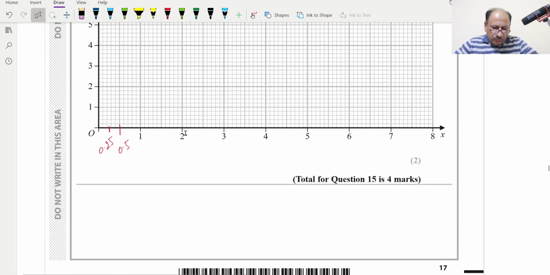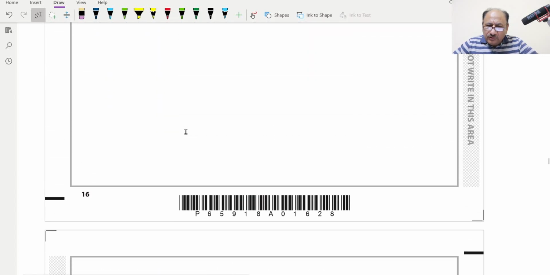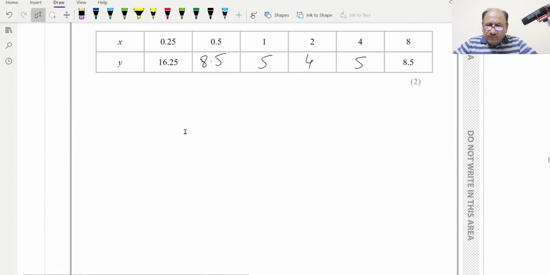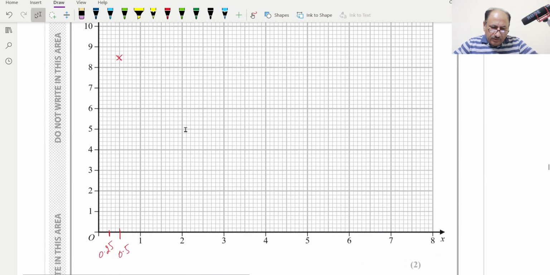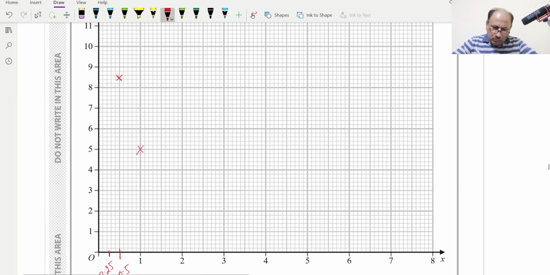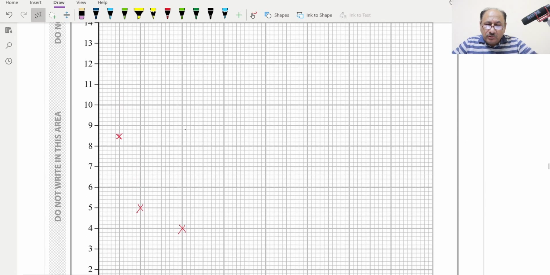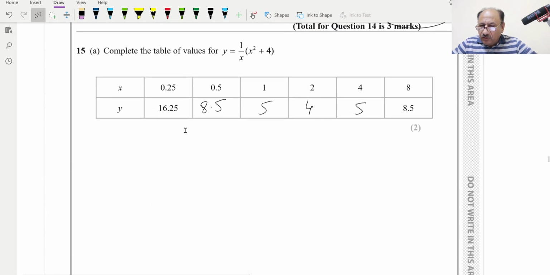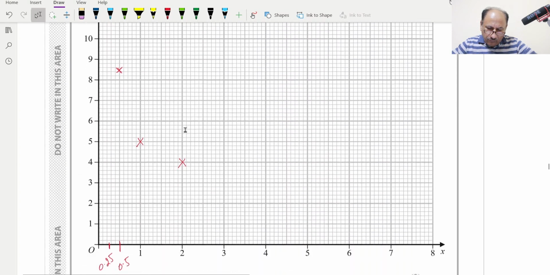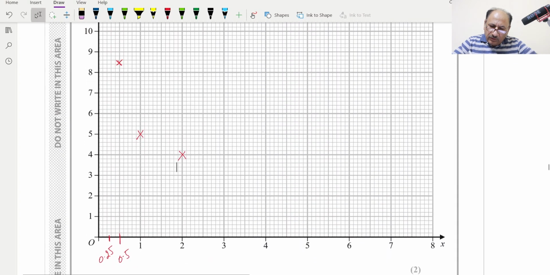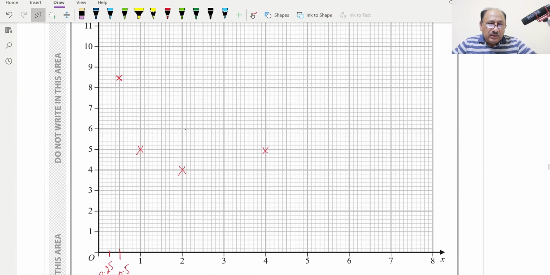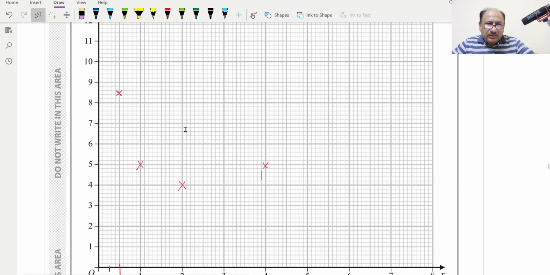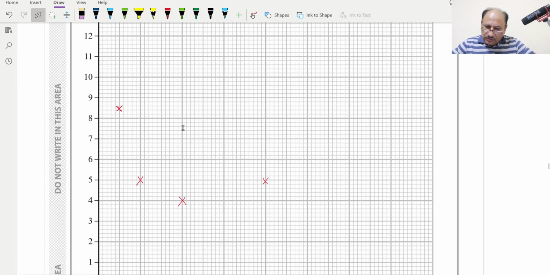Okay, done. Now the third value is 1 and 5, and 2 and 4. So we have drawn both the points, and the next point is 4, 5, which will be this point, and 8 and 8.5 will be over here. So we have indicated basically all the points.